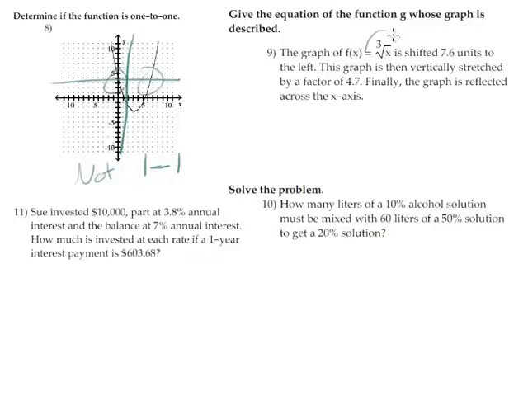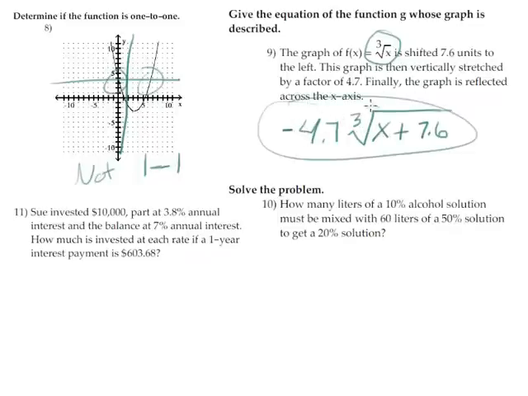The graph of f of x equals the cube root of x is shifted 7.6 units to the left. So that's inside here. Left means opposite, so that's plus 7.6. It is then vertically stretched by 4.7, so that's times 4.7 on the outside. Reflected across the x-axis means I don't make x negative. That would be too easy. I have to make the outside negative. Bam.